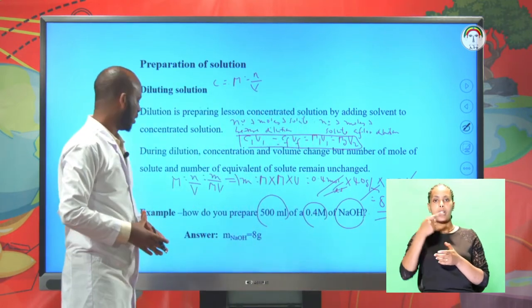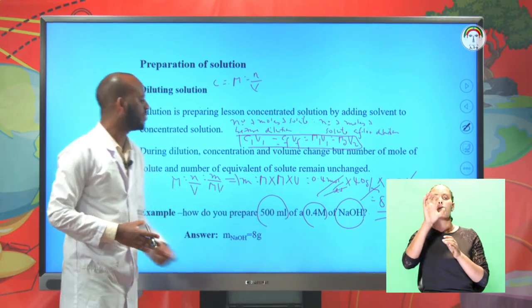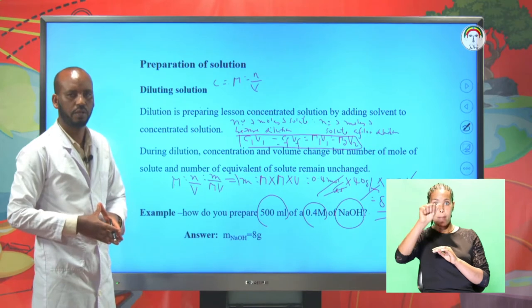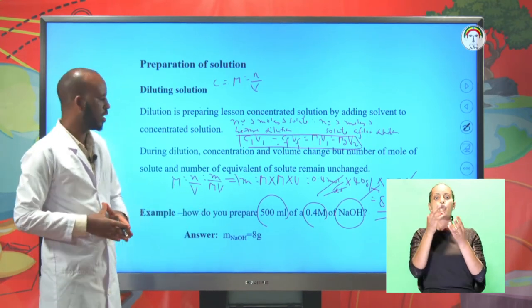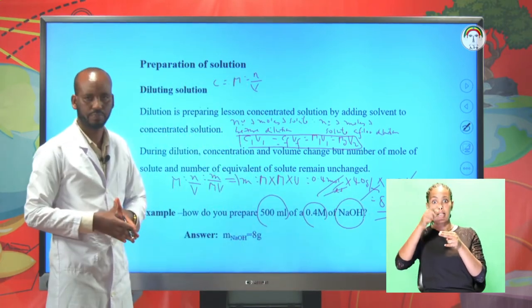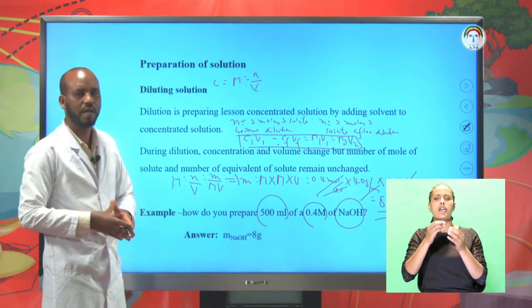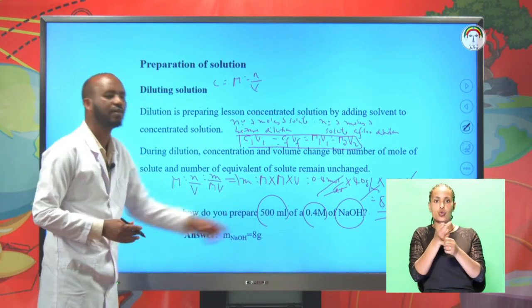8 gram. The question says, how do you prepare 500 milliliters of a 0.4 molar of sodium hydroxide? What do you do? To prepare this solution, weigh 8 gram of sodium hydroxide, then dissolve in enough water until final volume of the solution is 500 milliliters.